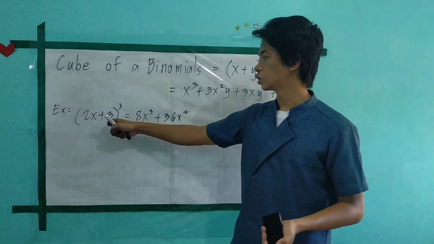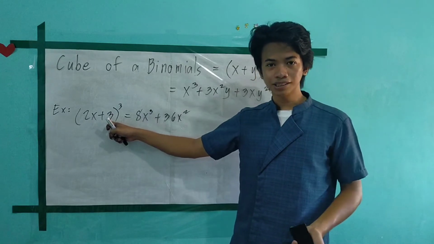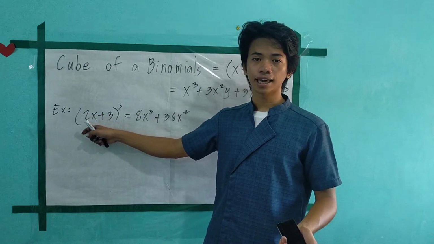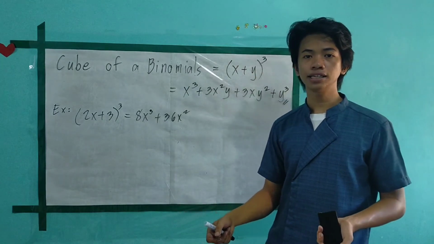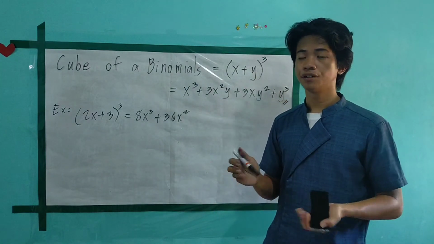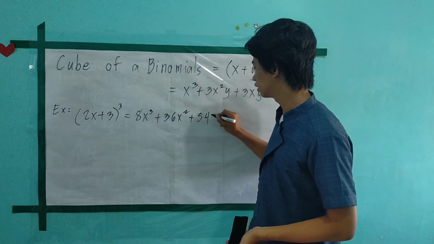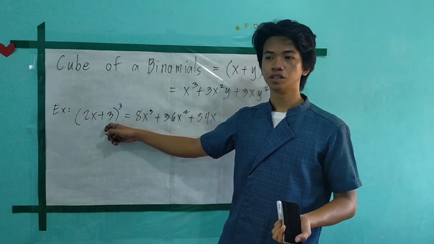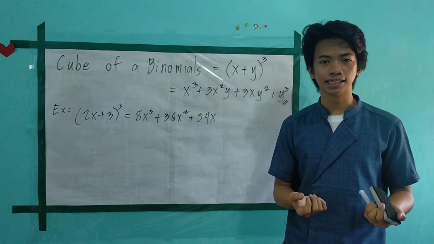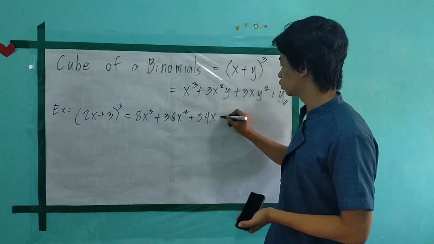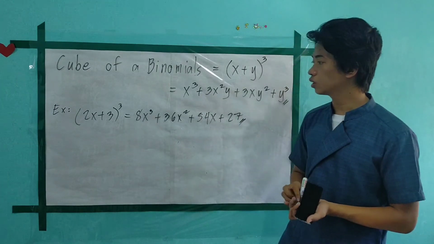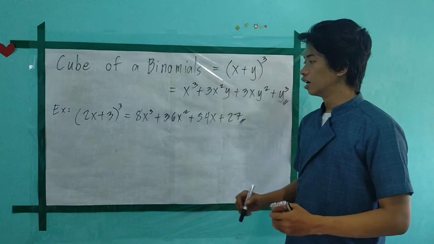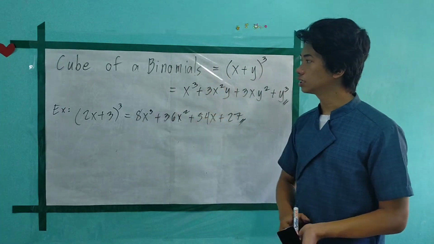Then for the third step, square the second term. 3 times 3, 9. 9 multiplied by 2x, we have 18x. 18x multiplied by 3, we have 54x. Then for the last step, cube of the second term. So 3 times 3, we have 9. 9 times 3, we have 27. So this will be the answer to our cube of a binomial. Okay? So let's have another example in this lesson.